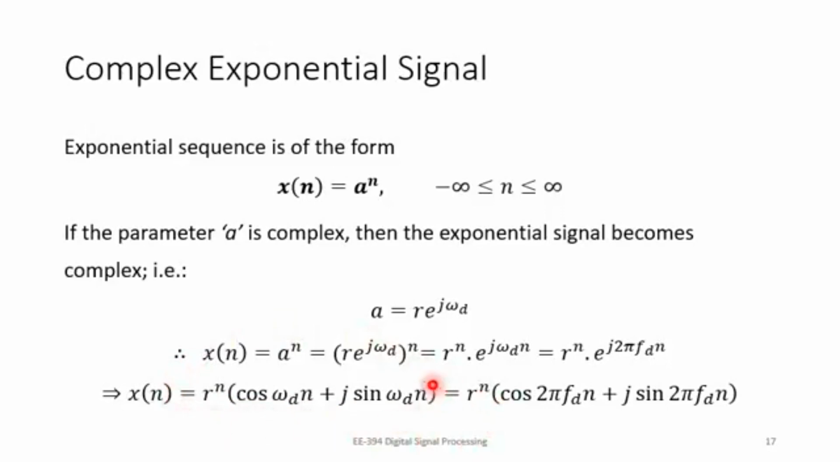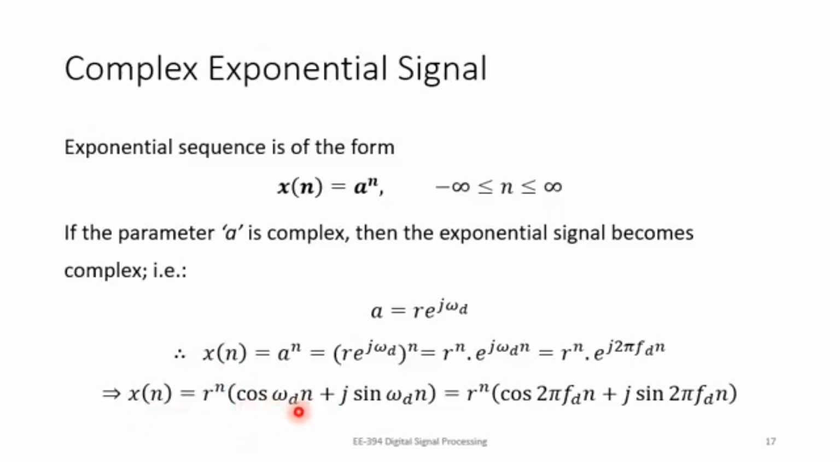Here the important thing to remember is that there are two components. One is r raised to power n. Now, this r raised to power n is very similar to the real exponential we have already seen, where we have seen the value of a to be either between 0 and 1 or greater than 1 or between 0 and -1 or less than -1. So in that case we get different types of envelopes. So this r raised to power n is exactly the same thing. The value of r will define what will be the envelope shape of this exponential signal.